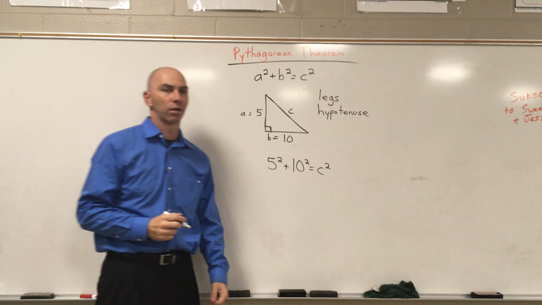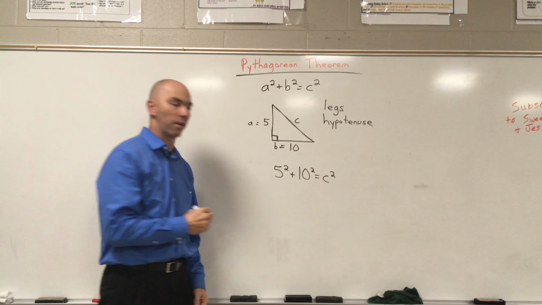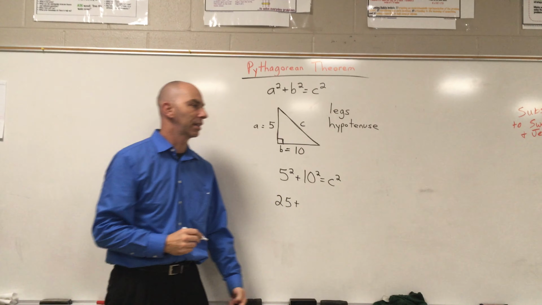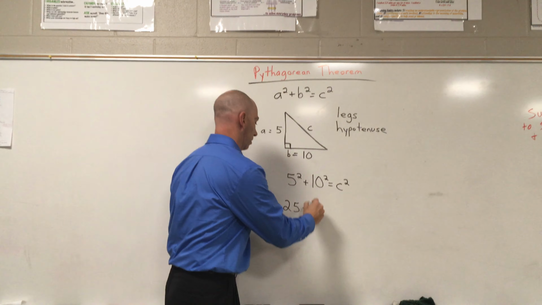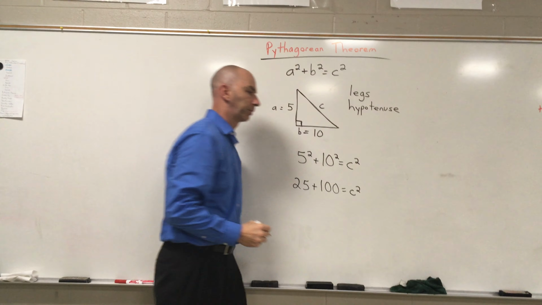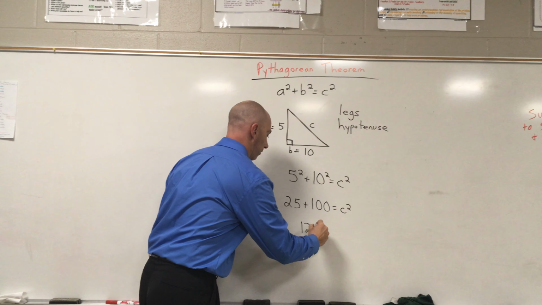5 squared plus 10 squared equals c squared. First of all, find out what 5 squared is. What's 5 squared? 25. What's 10 squared? 100. Equals c squared. 100 plus 25 is 125.